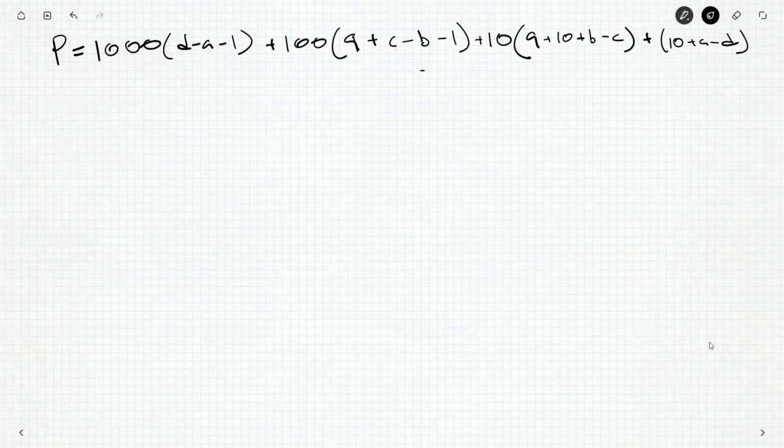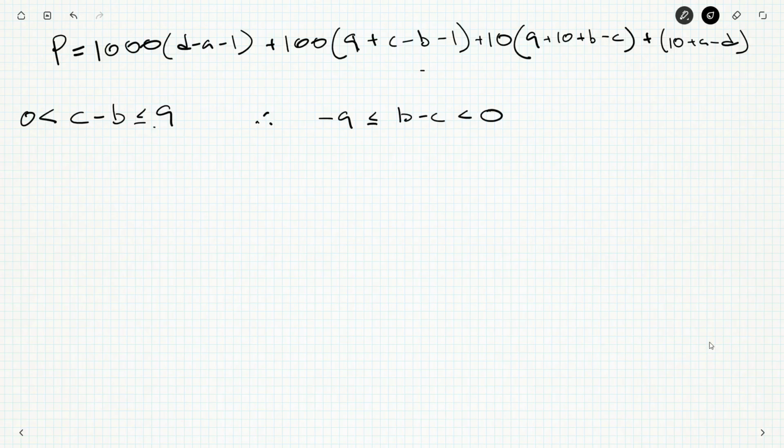So this is going to be 19 plus B minus C. Is this guaranteed to have a 1 carried? So 19 plus B minus C. It certainly looks like it's guaranteed to have a 1 carried, and only a 1. So I know C minus B is bigger than 0, less than or equal to 9. So negative 9 is less than or equal to B minus C, less than 0. Add on 19, we've got 10 is less than or equal to 19 plus B minus C, less than 19. Oh, sorry, there should be a plus in here.